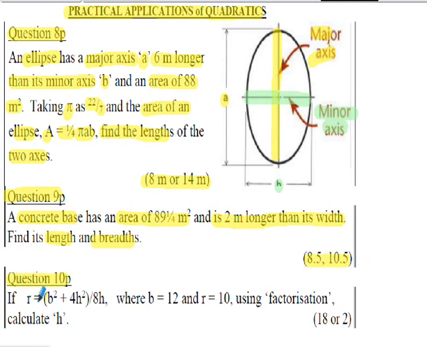Finally, question 10p, we're given the expression r is equal to, in brackets, b squared plus 4h squared, all divided by 8h. We're given the values of b is 12, value of r is 10. We've got to solve this by using the factorisation process. So what you're going to do here is generate a quadratic in terms of h, and then solve it with factorisation. I would encourage you to put the values of b and r into the equation. I'd probably multiply both sides by 8h to begin with to get rid of the fraction, and then bring all the terms onto one side of the equation. You should have a quadratic in terms of h that you can solve then. Answers are shown on the right hand side.